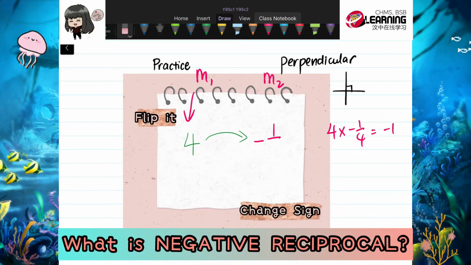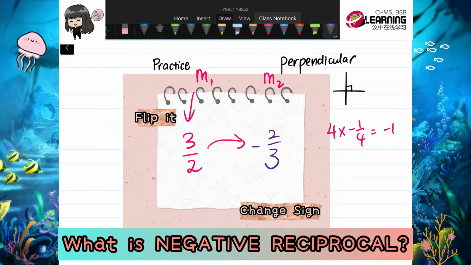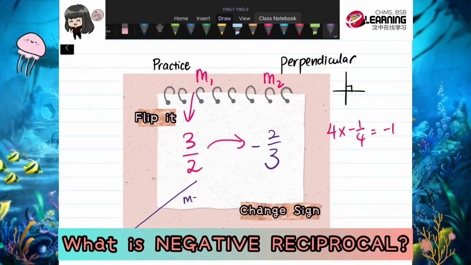So, let's try again. I want you to try out. Can you answer me as fast as you can? If my m1 is 3 over 2, so what is my m2? You got it? Is it negative 2 over 3? If not, you try again. It's negative 2 over 3 because the negative reciprocal of 3 over 2 is negative 2 over 3. So if my m1 is 3 over 2, then my other gradient will be negative 2 over 3.